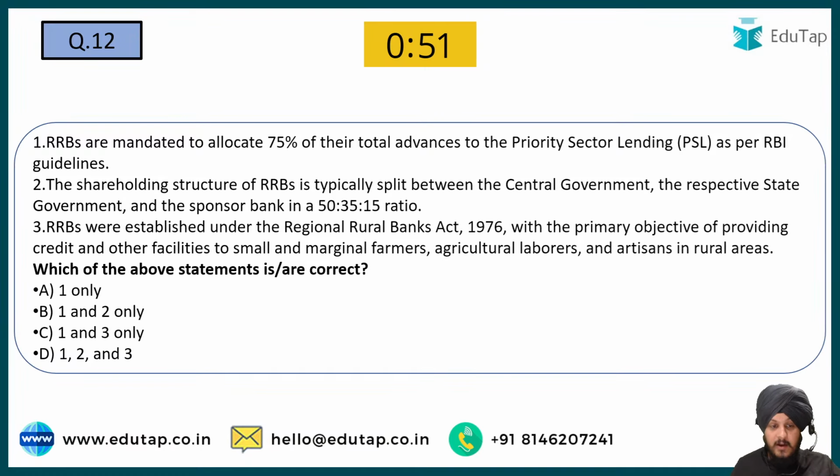Regional rural banks are mandated to allocate 75% of their total advances to priority sector lending as per the RBI guidelines. The shareholding structure is 50:35:15. Then RRBs are established under the RRBs Act. So read the options and please mark your correct answer as a part of it.